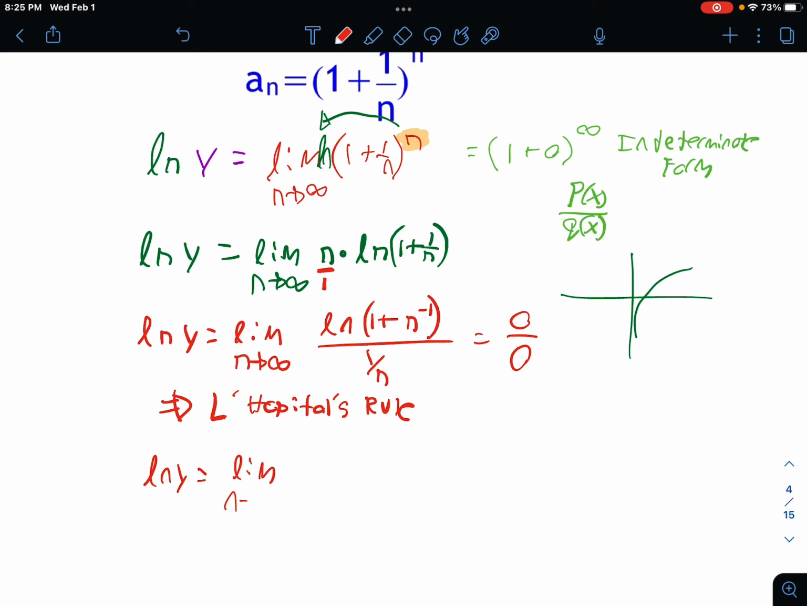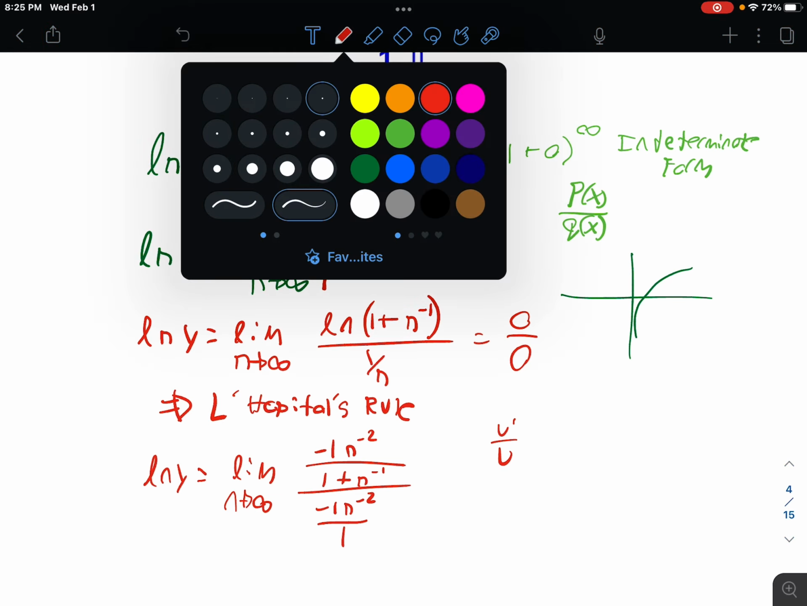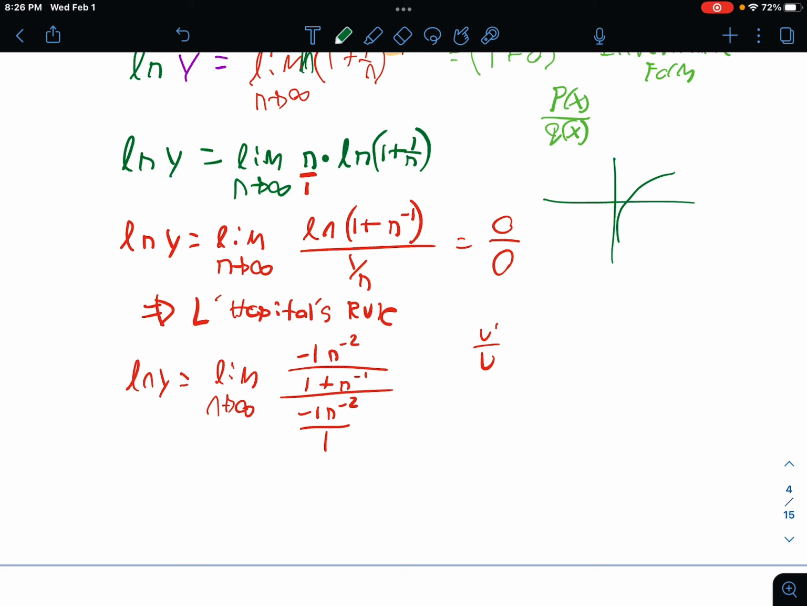So what we end up doing here is we're going to be left with ln of y equals the limit as n approaches infinity of u prime over u. On top, we're going to get the derivative of this n to the negative 1, which is going to leave us with negative 1 n to the negative 2, over 1 plus n to the negative 1. That's u prime over u. And in the denominator, we're going to get negative 1 n to the negative 2 over 1. Now, we could put a 1 underneath our 1 and just multiply by the reciprocal. I'm just going to multiply by the reciprocal of the denominator.